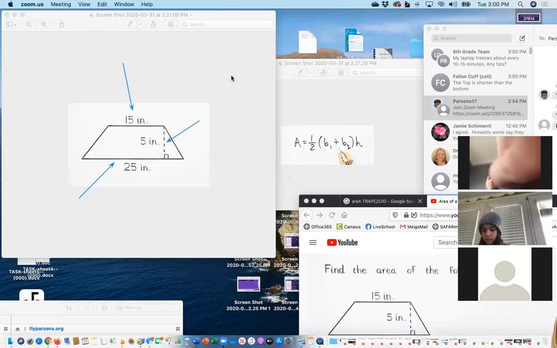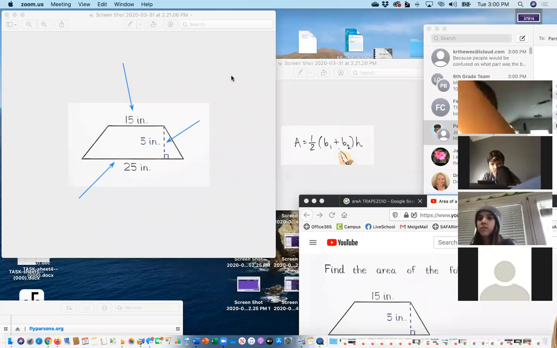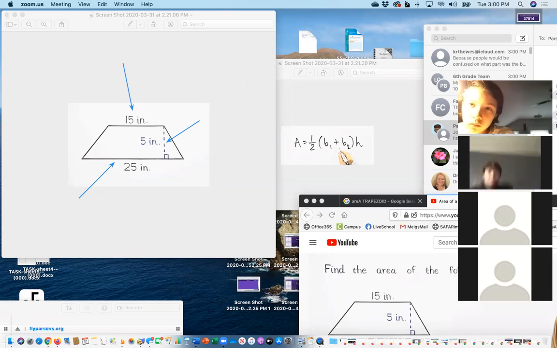So again, if you will send me a response to this trapezoid, if I just go base times height, 25 times 5, that's 125 square inches. Why is that not okay with what we got there? And if you're not sure, just take a guess.